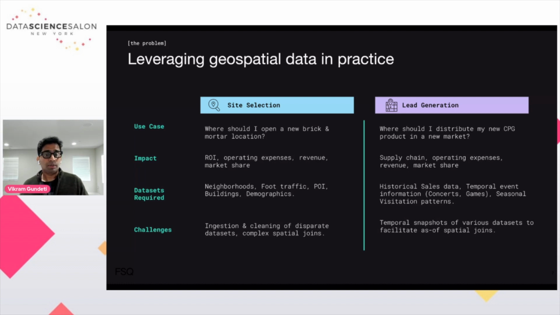Or what are the different places of the same category that exist within that neighborhood? All this information is important to make a decision about the sites, about picking a store.